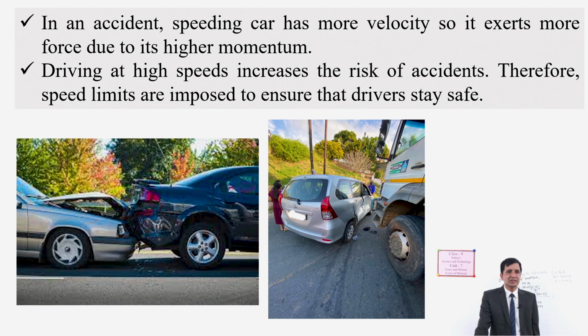In an accident, a speeding car has more velocity, so it exerts more force due to its higher momentum. Actually, momentum is the product of mass and velocity. A speeding car moves with higher velocity, which multiplied by its mass gives higher momentum. Keep in mind that force and momentum are also interrelated.